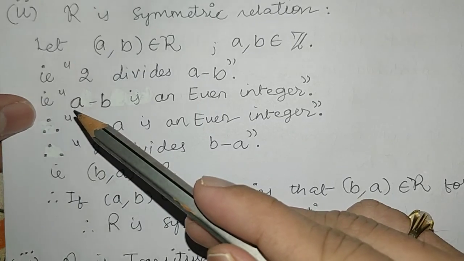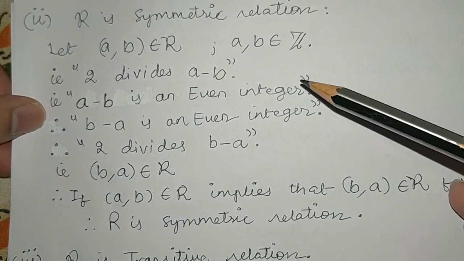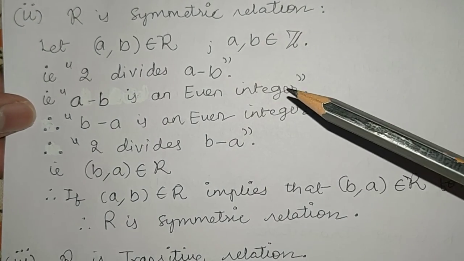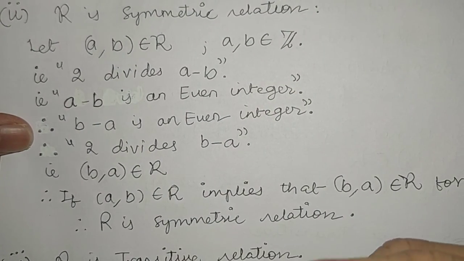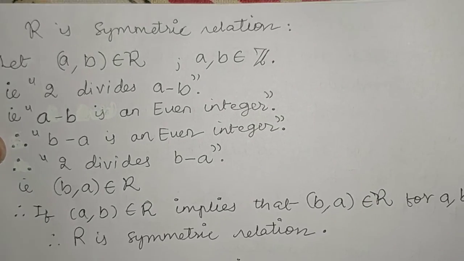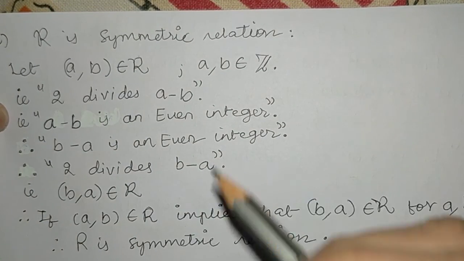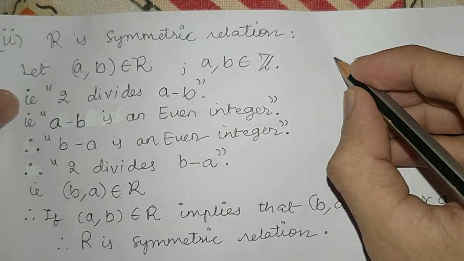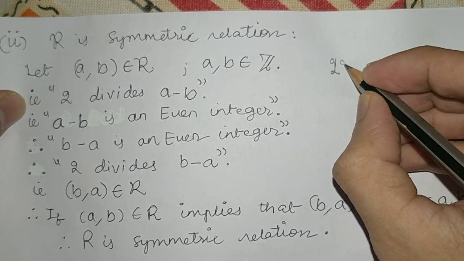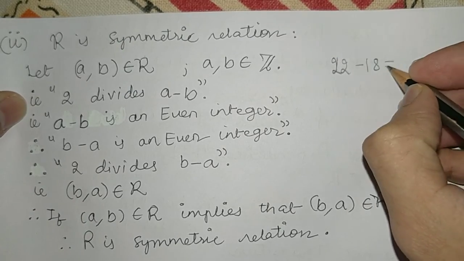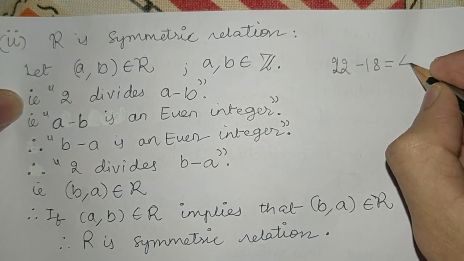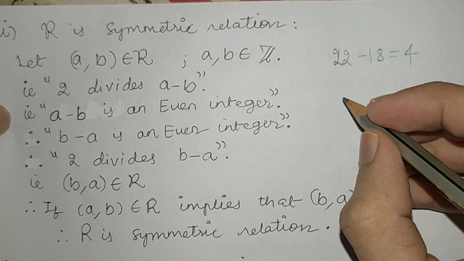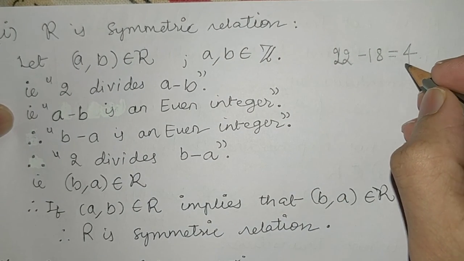Okay. So that is, a minus b is an even integer, right? If 2 divides a minus b, then a minus b has to be an even integer. Now one thing you have to note here. If a minus b is an even integer, what about b minus a? Let us take an example. 22 minus 18 is 4, which is an even integer.